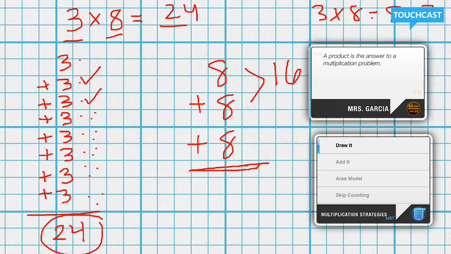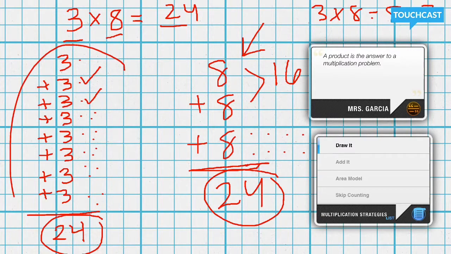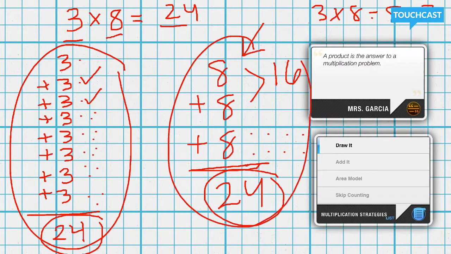So I'm going to add 8 to 16. So 16, 17, 18, 19, 20, 21, 22, 23, 24. All right, so I can prove that 3 times 8 equals 24 by either adding 8 groups of 3 or 3 groups of 8.